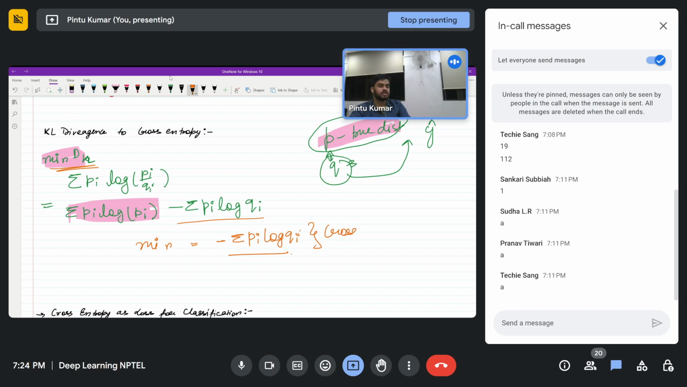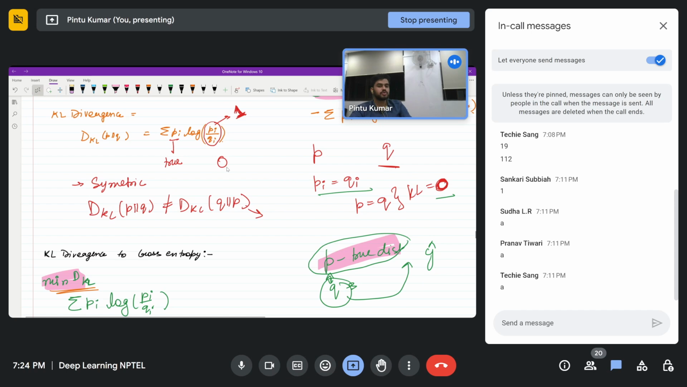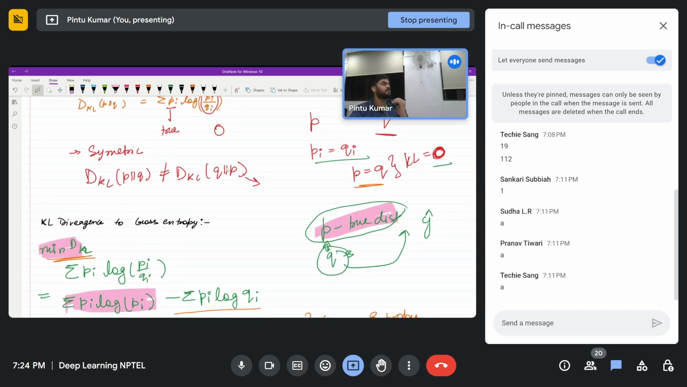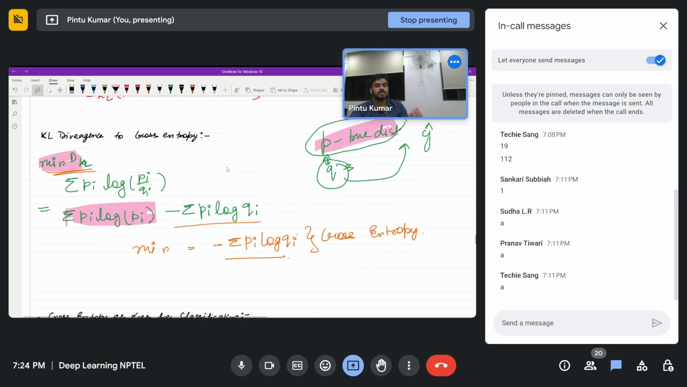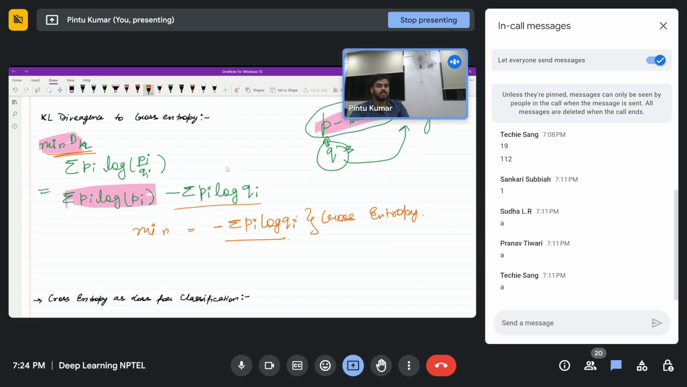So this is nothing but your cross entropy. That's why I said I want to motivate it via KL divergence. What we said is that when your P is equal to Q, then your KL divergence is 0. That is the minimum value that you obtain for your KL divergence. That's why when you minimize this particular thing, you will get the minimum value at P equal to Q. So when your P and Q distributions match exactly, you will get the least value for cross entropy. So we treat cross entropy as a loss function for our classification problem.